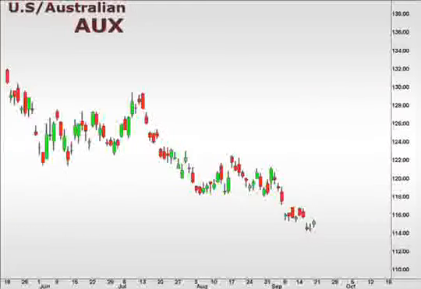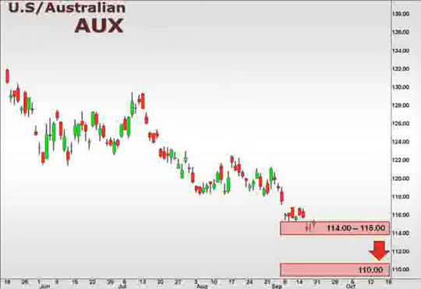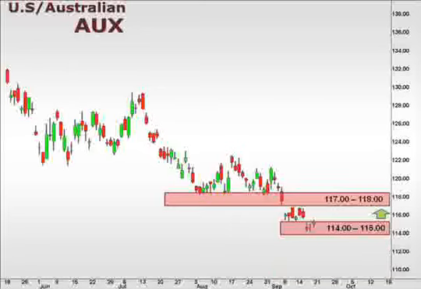Let's take a look at the AUX, the US versus the Australian dollar, and right now we're testing a very important support level within the 114-115 range, and if this level does not hold, we will be targeting 110 to the downside. However, a reversal here is likely to trade back up into the 117-118 zone.